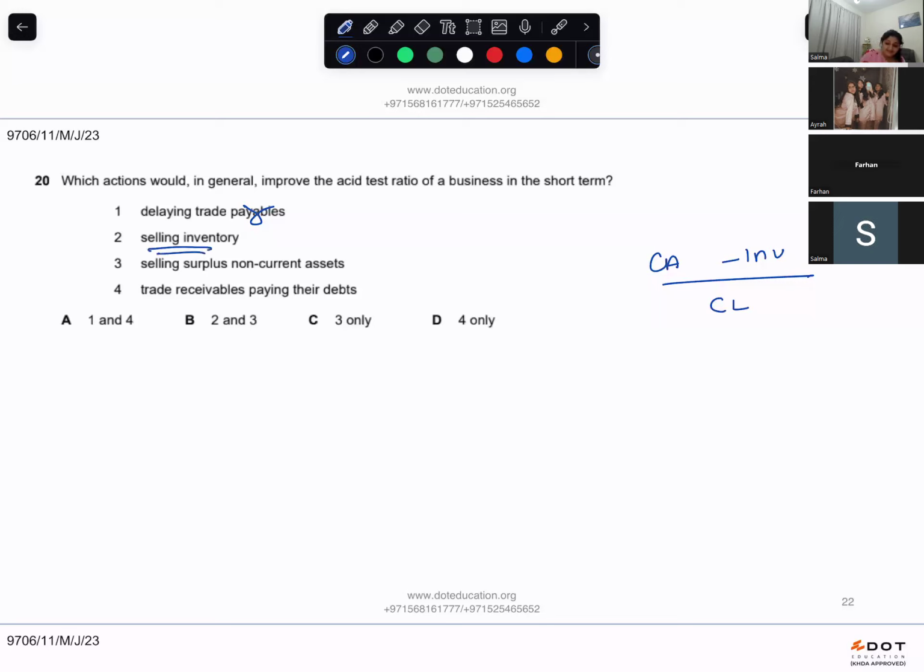If I am selling inventory, current assets are going up and inventory is not counted. That means the numerator is rising. So this will help to improve the acid test ratio. Selling surplus non-current assets, again cash is increasing, so current assets will increase. So 2 and 3 both options are correct. I have only this, so it's option B.